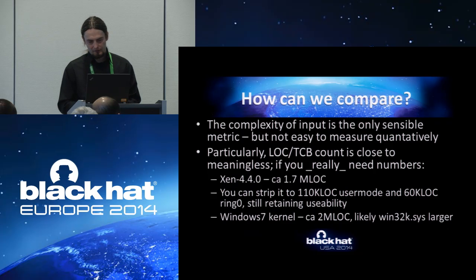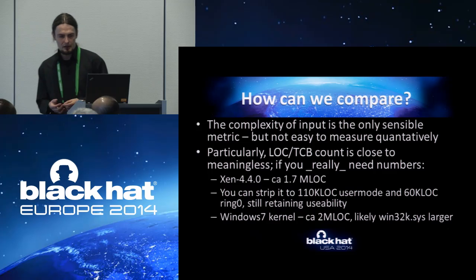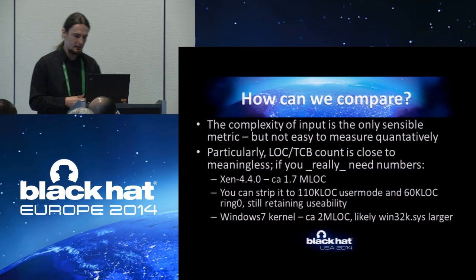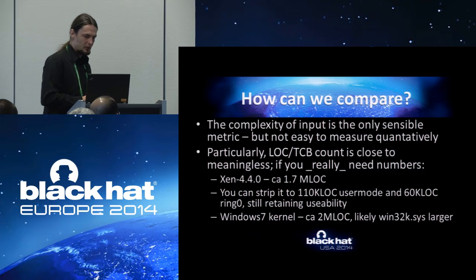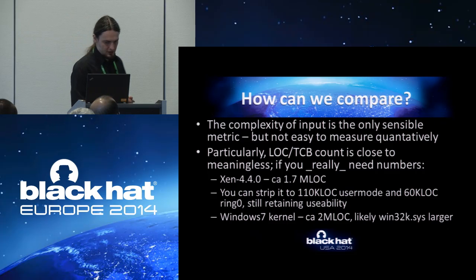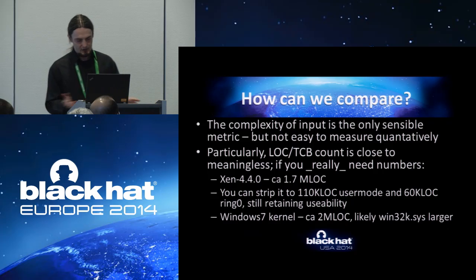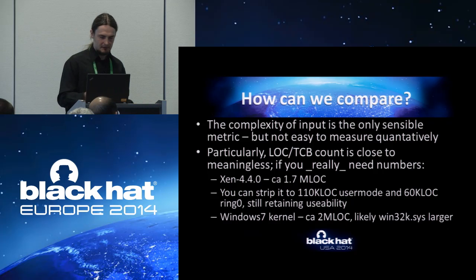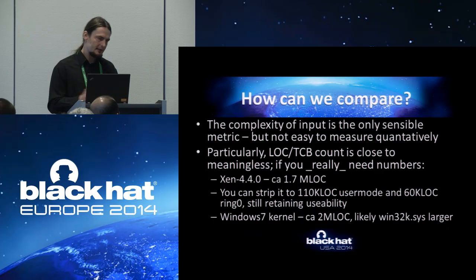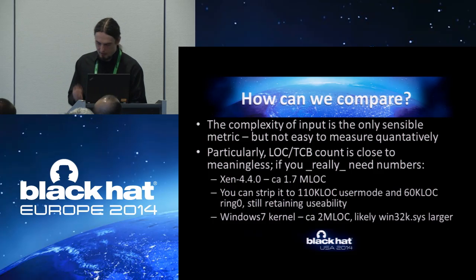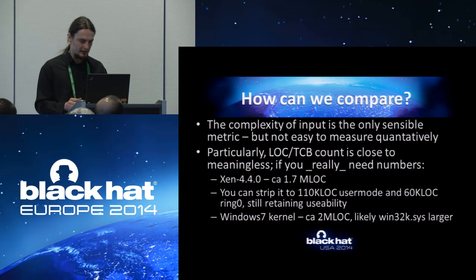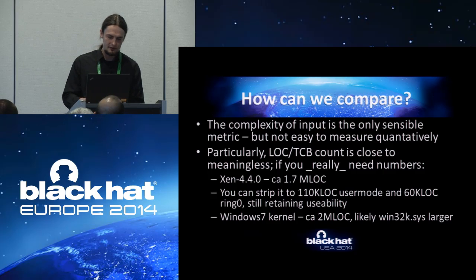And if you compare it with the Windows 7 kernel, which is believed to have around 2 million lines of code, and the Win32k driver is likely larger, then you can see that there is a huge gap, at least a factor of 10. But again, this comparison is almost useless. And in fact, the difference in attack surface is even larger.